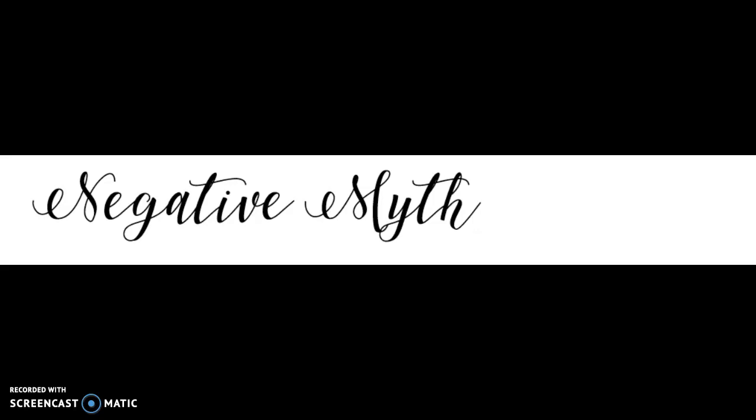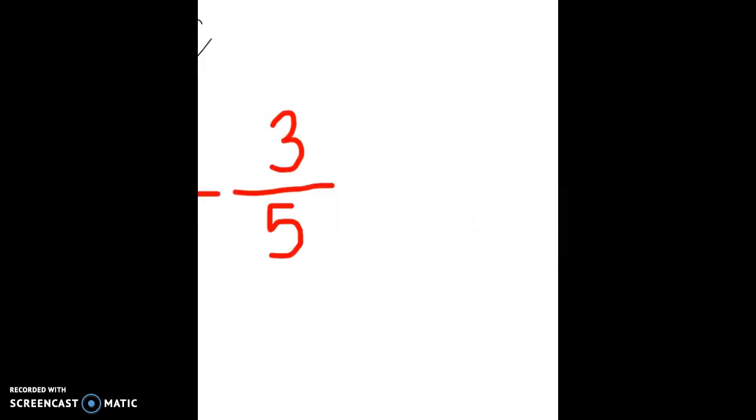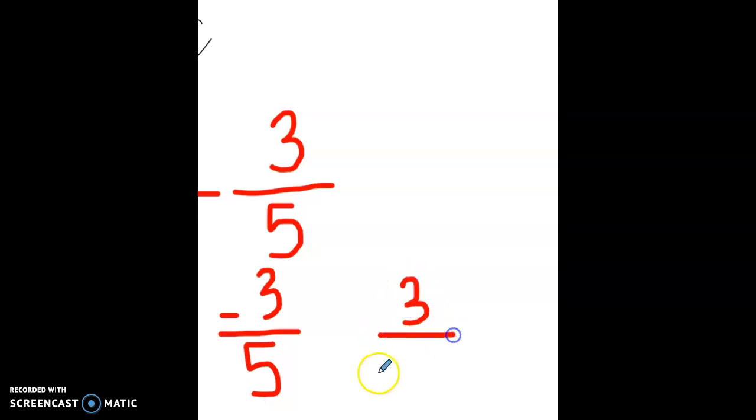I'm going to explain the negative myth. It does not matter where you put your negative on slope. In fact, negative 3/5 is the same as this, and it's also the same as this. And I'll show you why.